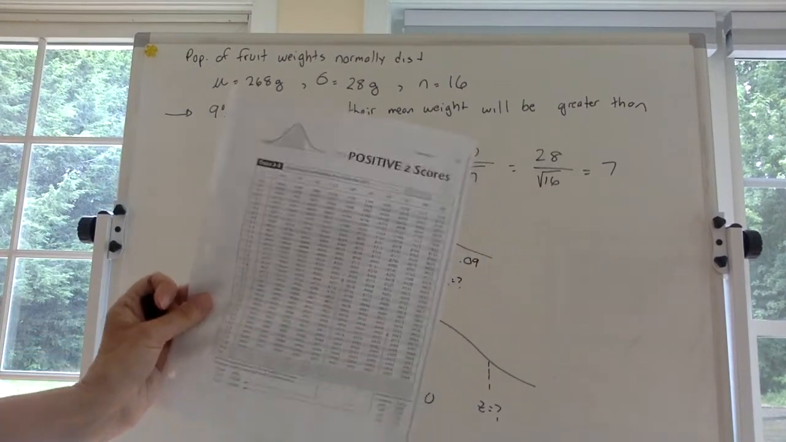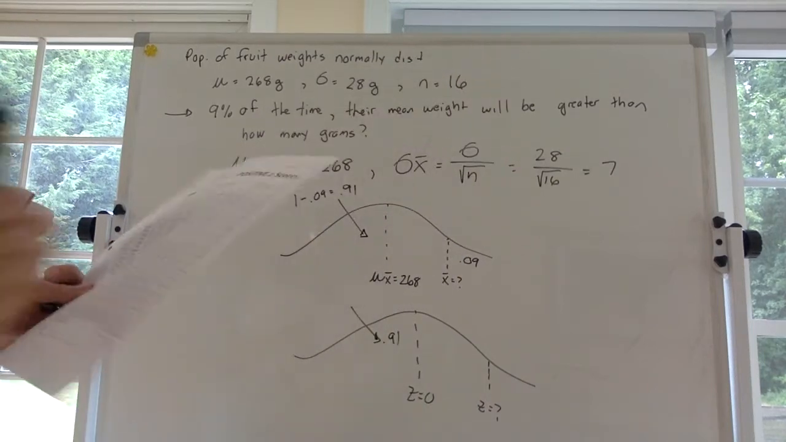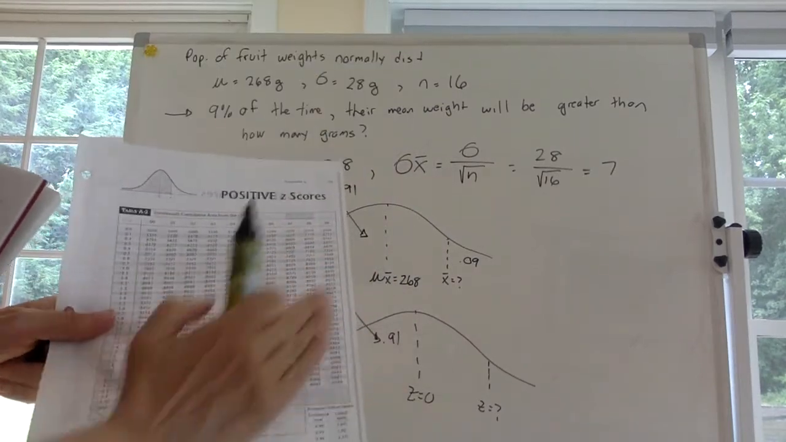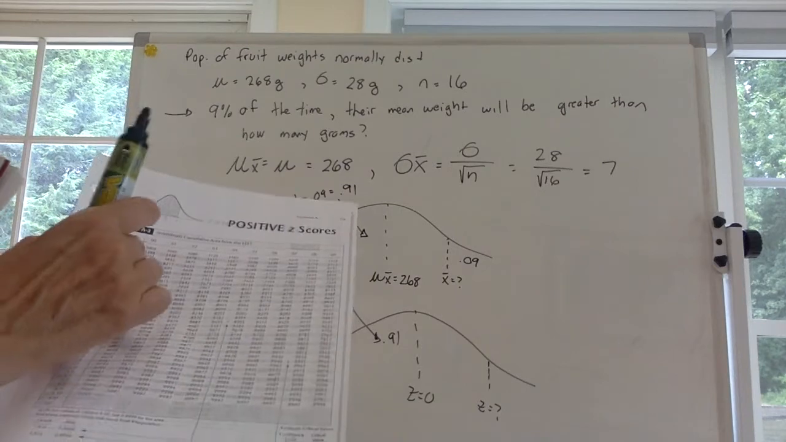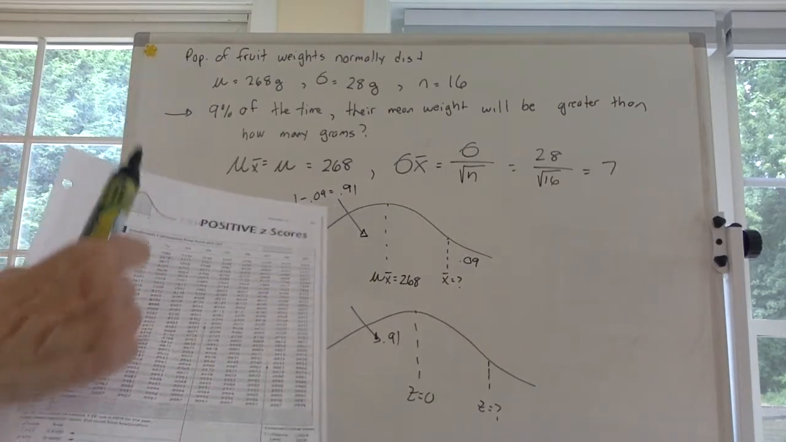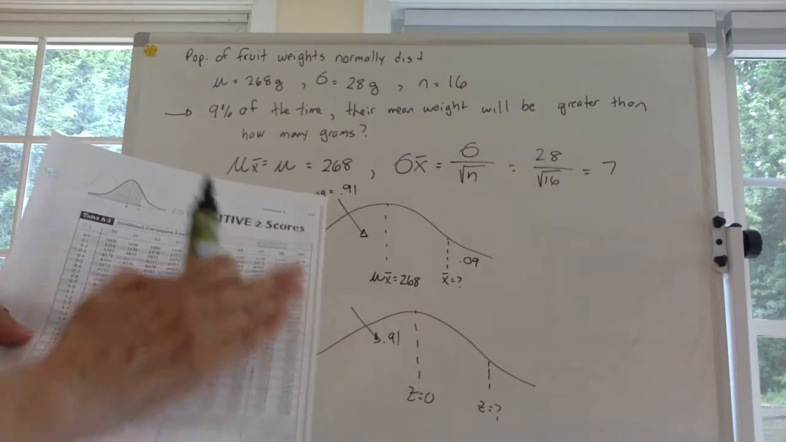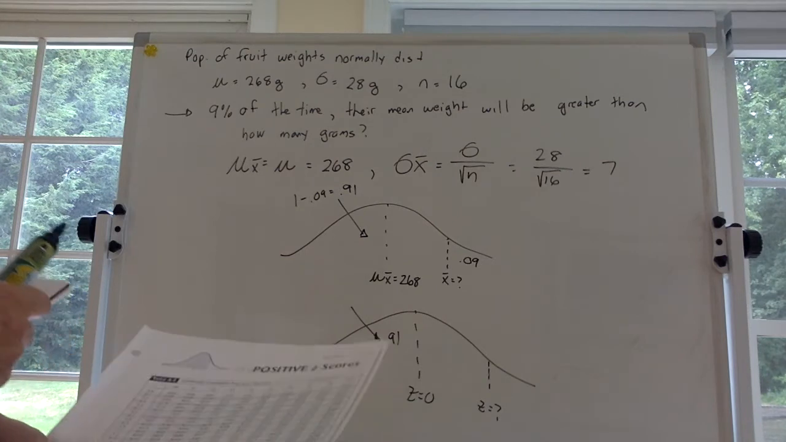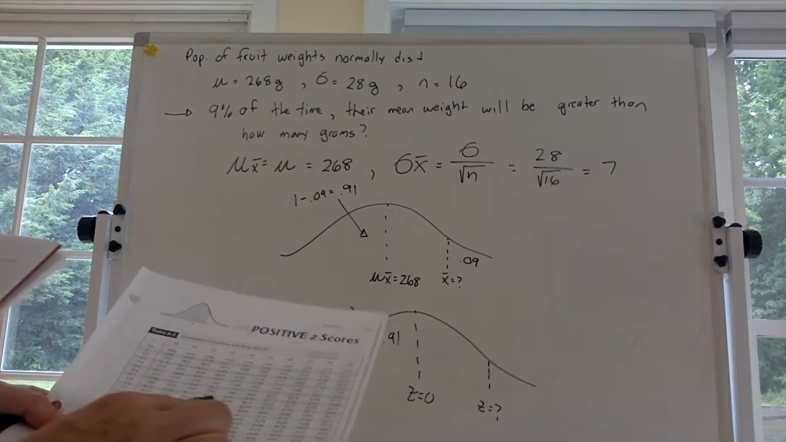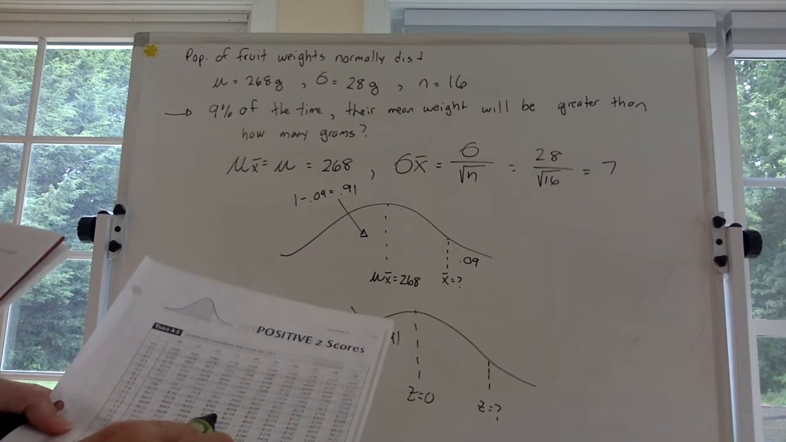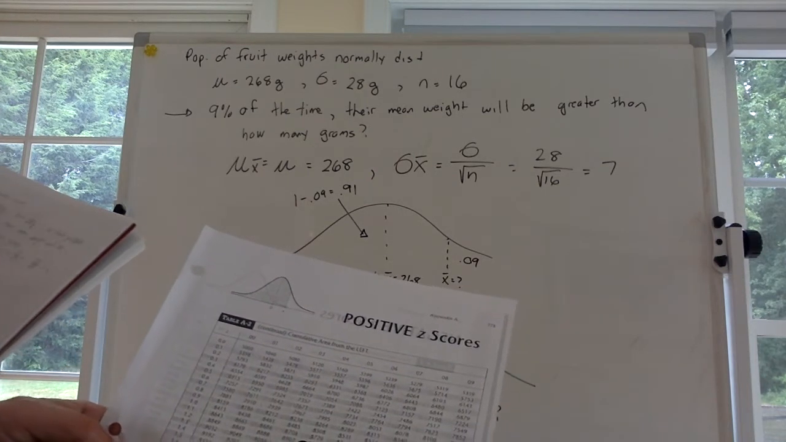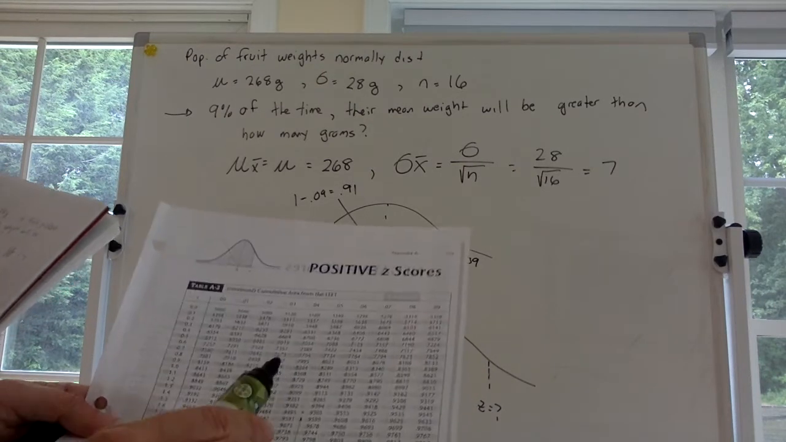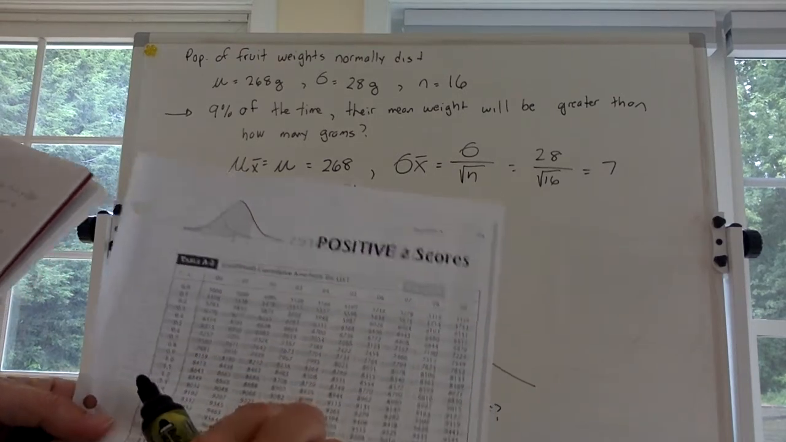So you're going to go to the positive side of your table. You know the area, you know the probability. So you're going to look for 0.91 in the body of the table. You're not going to look up 0.91 as a z. We don't know the z. We're trying to find the z. So we're going to look for the closest thing we can find to 0.91 in the body. Oh, right here, I see 0.9099. That's really close to 0.91. I don't know if you can see it.